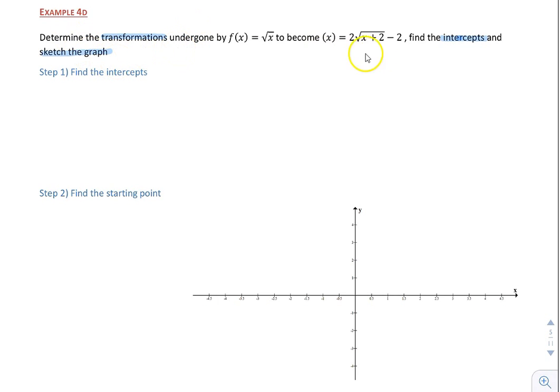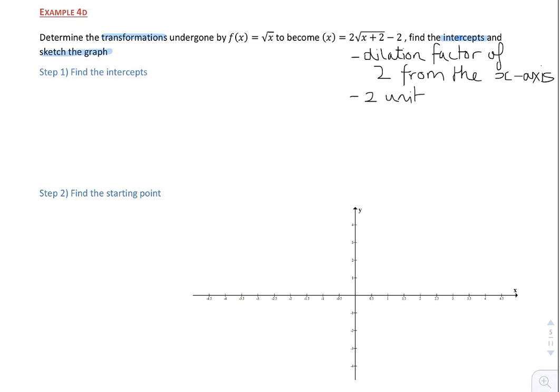Our transformations ask us basically what the 2 out the front, the 2 inside, and the 2 on the end are doing. Just like normal, the 2 out the front is our dilation, a dilation of a factor of 2 from the x-axis. The 2 that applies directly to the x value, i.e. x + 2, is a horizontal shift. It's going to move your graph, your function, 2 units to the left.